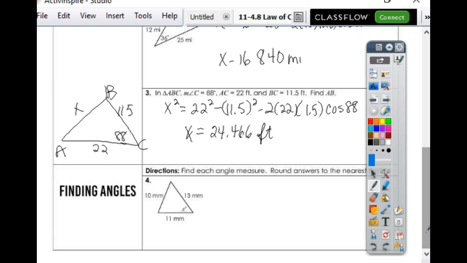So what am I given on number 4? I'm given all the sides, and I want to find this angle. Correct? If I'm given all the sides, which one goes by itself? The one across from the angle you're trying to find. So that's the side that has to go by itself. I'm going to have 10 squared, and I'm going to use the other two: 11 squared plus 13 squared minus 2 times 11 times 13 times cosine of x.